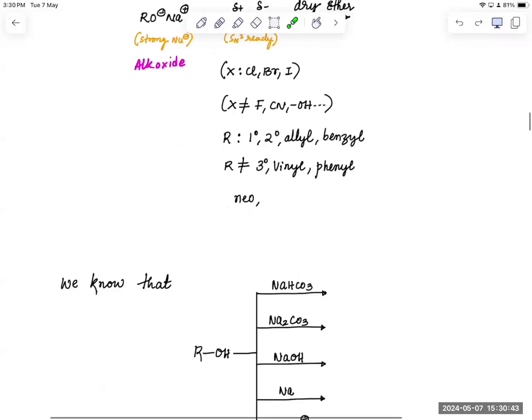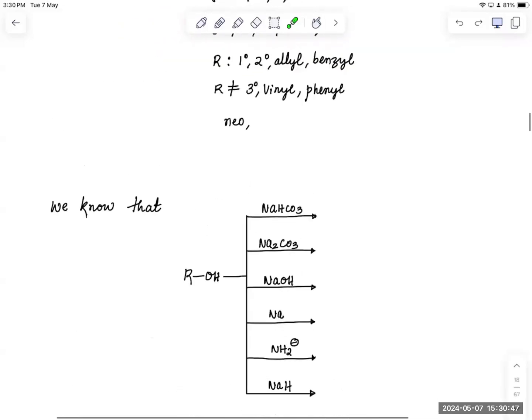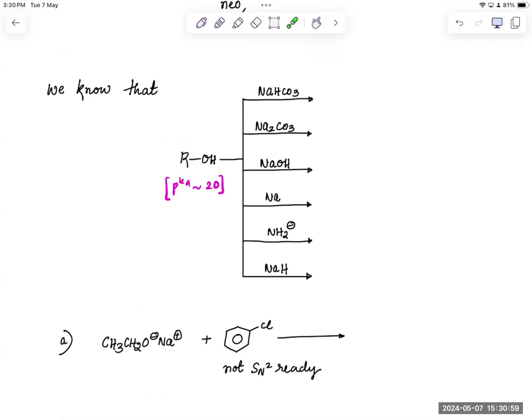So if you notice one thing, when you take the alcohol pK value, let me tell you, the alcohol's pK value is somewhere close to 20s. Now, if you take HCO3 minus, this HCO3 minus can take away H plus from here, right? It will take H plus, so we'll get H2CO3.